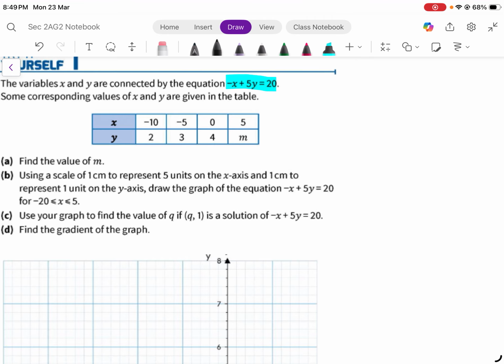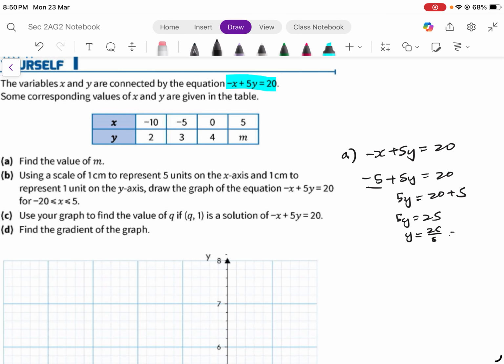Okay, so for part A, minus x plus 5y equals to 20. We want to find y, right? But we know x is 5, so it's minus 5 plus 5y equals to 20. This one brings over, become 20 plus 5. So we have 5y equals to 25. Y equals to 25 divided by 5 equals to 5.